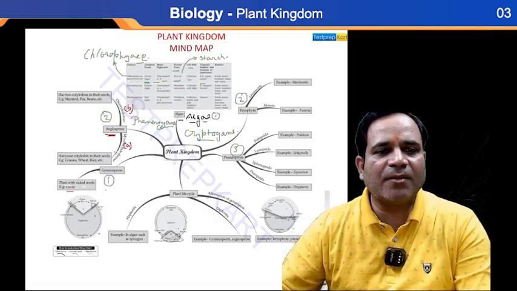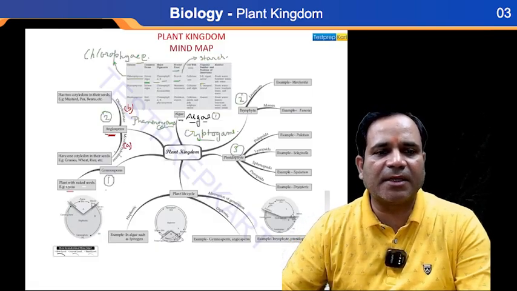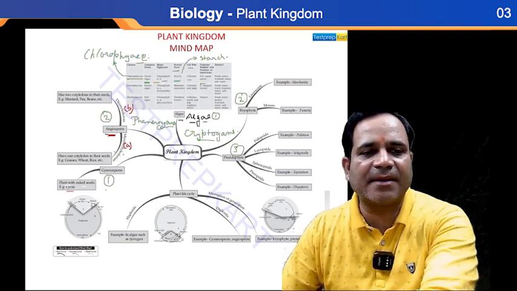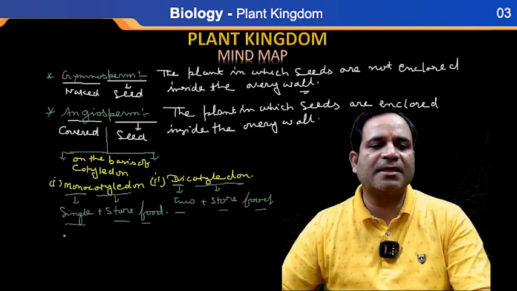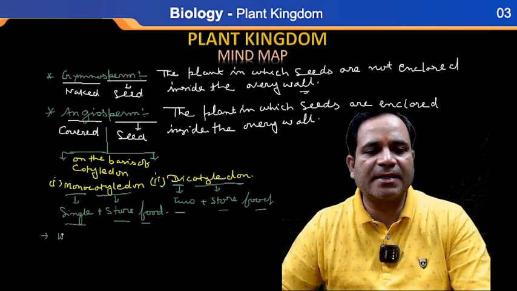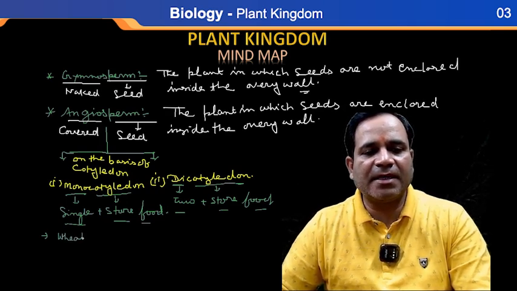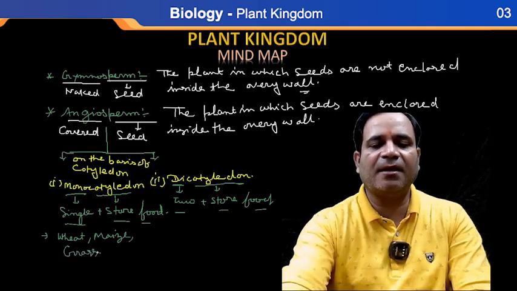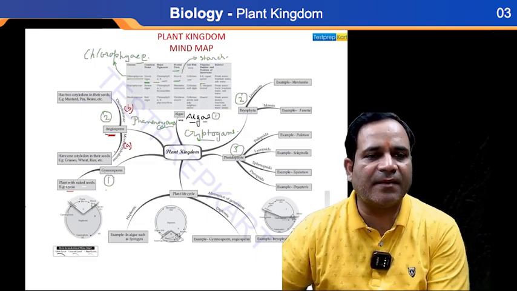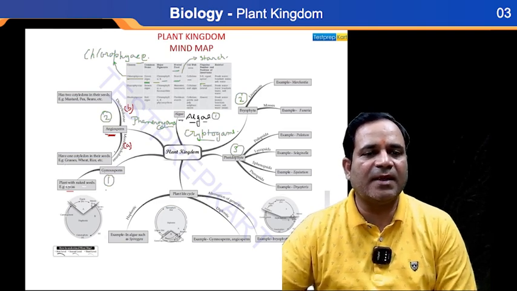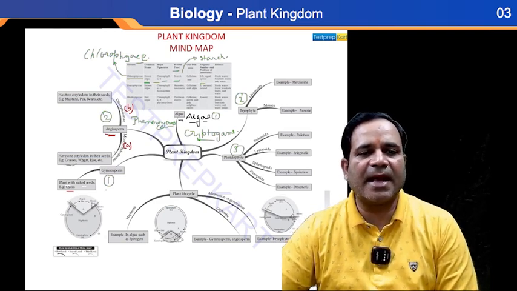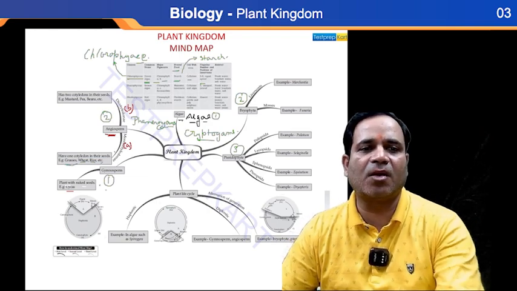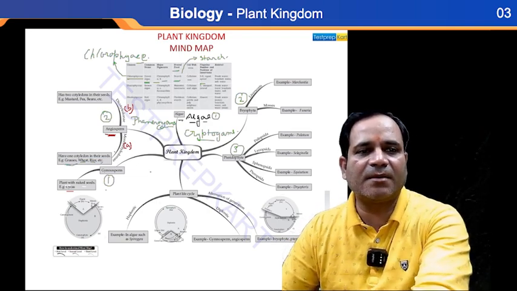So now see this one. If I'm going to tell you about the monocotyledon, which one is the example here, my dear? See, this one is the example of wheat. Wheat here, maize also, yes or no? Grass also. See, in the mind map also, this one is given. Yes or no? Grasses, wheat, rice, etc. These all are monocotyledon.